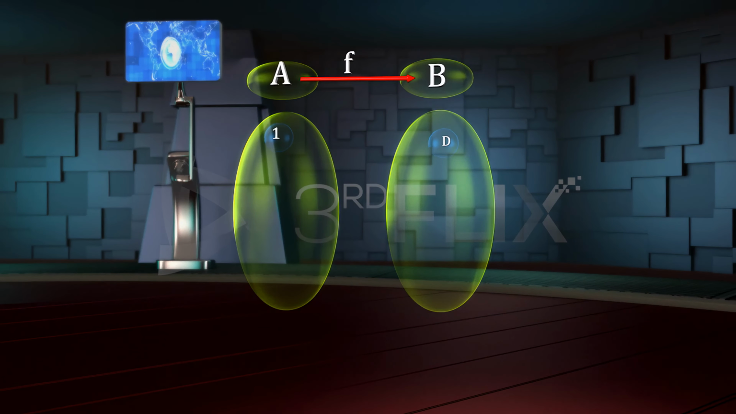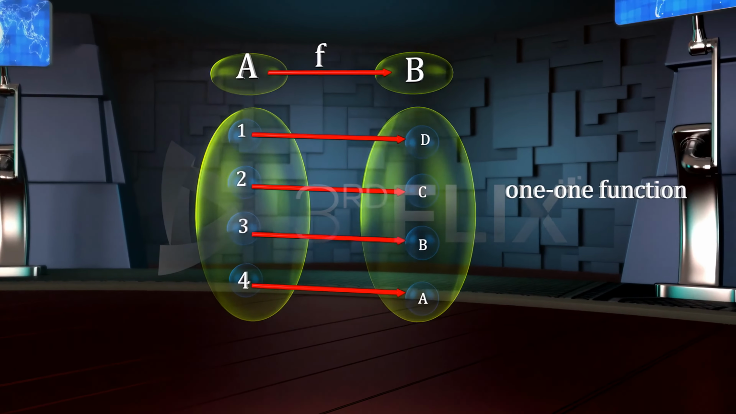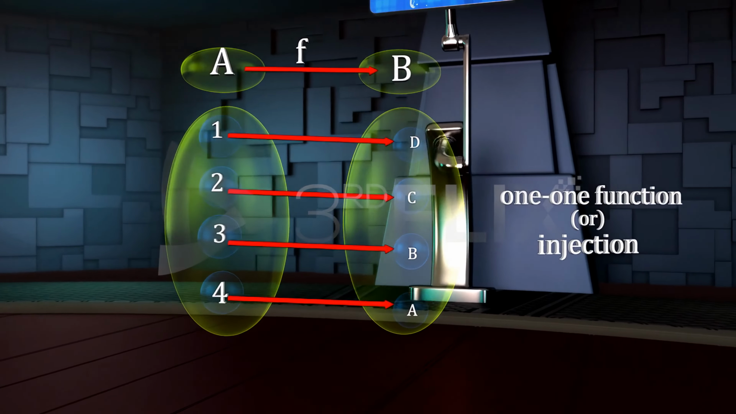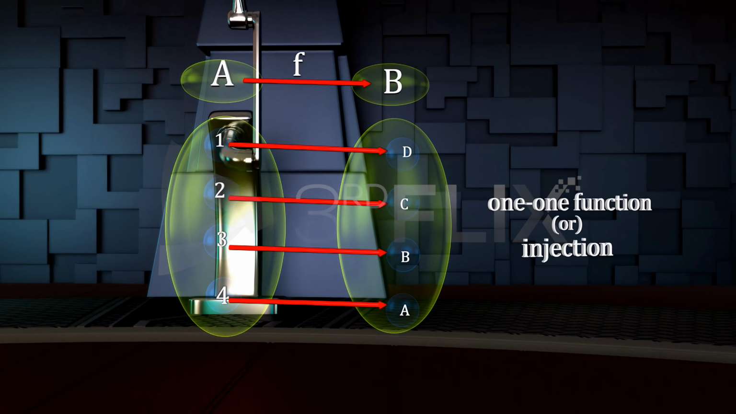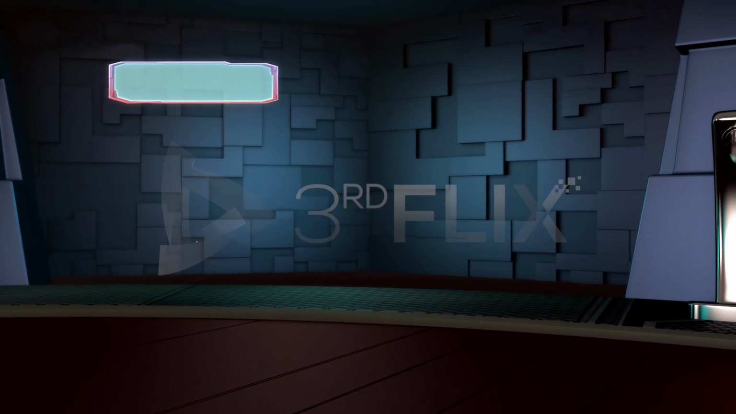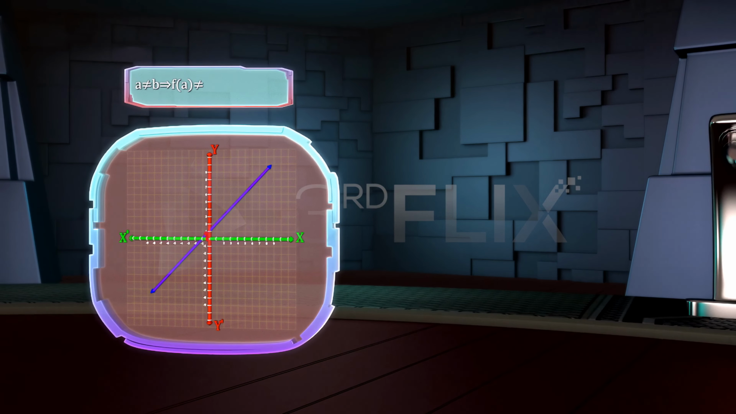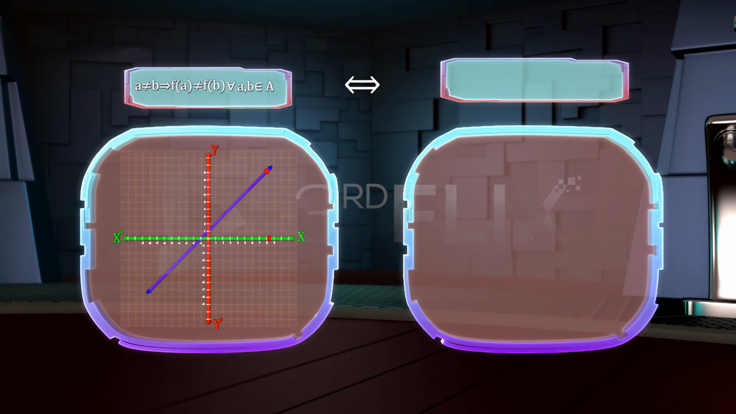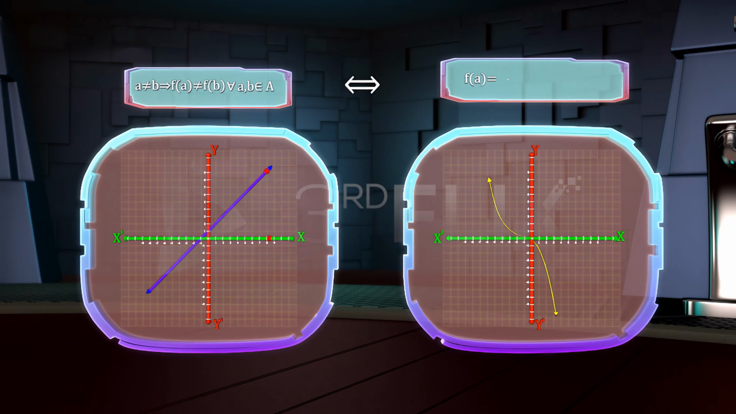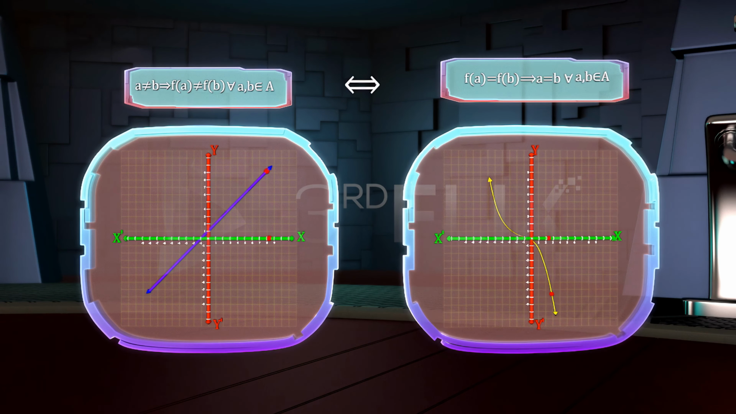A function f maps A to B is said to be a 1-1 function or an injection if different elements of A have different images in B. Thus, f: A to B is 1-1 if a is not equal to b implies f(a) is not equal to f(b), if and only if f(a) = f(b) implies a = b for all a, b belonging to A.